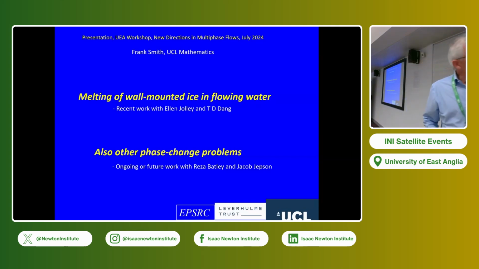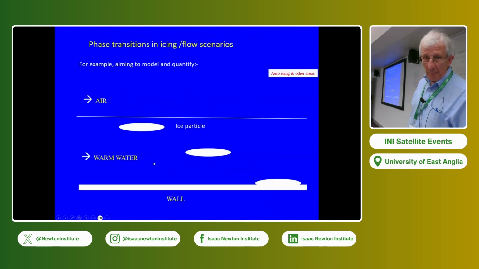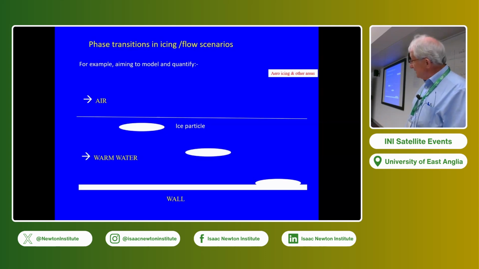This mathematical modelling is on melting of ice in flowing water, with various collaborators as shown there. What we'd really like to do, motivated by the aero-icing application, is understand how an ice particle gets through a layer of water on an aerofoil surface and then hits the surface. It may then shatter or bounce or stick, we don't know. But melting is involved in this process as well, and this is an aspiration. We don't understand much about that yet.